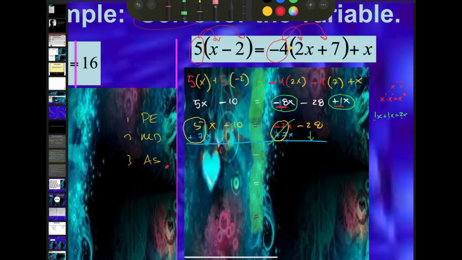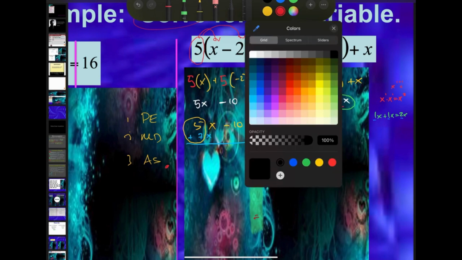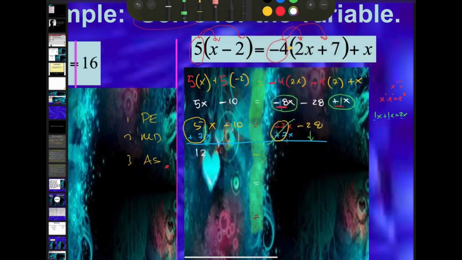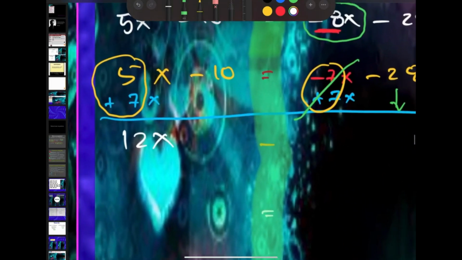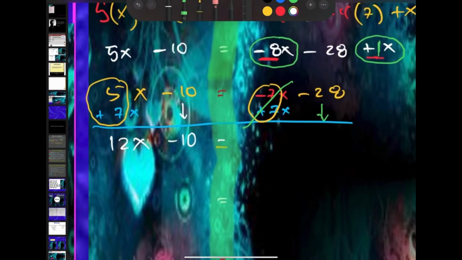All right. So from here, this is correct, right? Class, you tell me, 5x plus 7x. 12x. What do I do with the negative 10? Class, what do I do with the negative 10? Bring it down. Class, negative 7x plus 7x. 0. And what do I do with the negative 28? Bring it down.